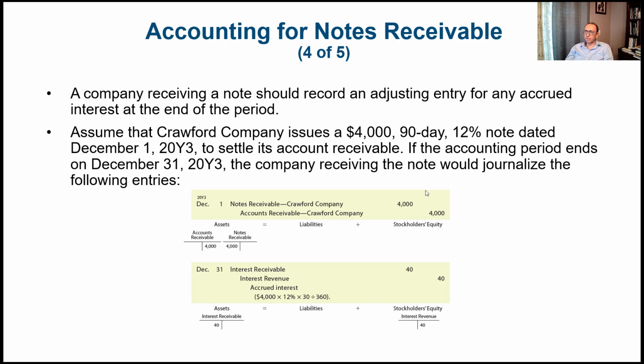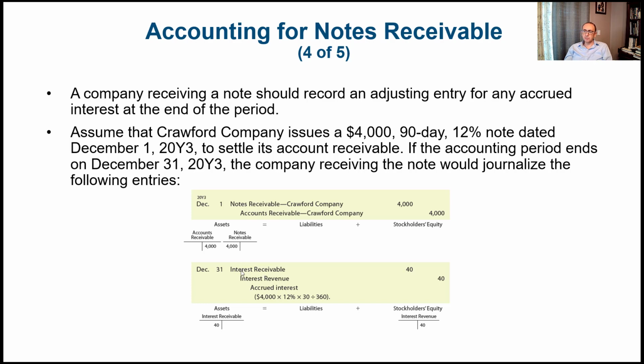So on December 31st, we're going to debit notes receivable, and we credit accounts receivable for 4,000. This is the first thing, when we converted the accounts receivable into notes receivable. On December 31st, we need to recognize the revenue, the interest revenue, for the month of December. So we take the 4,000 multiplied by 12%, multiplied by 30 divided by 360. So we're going to debit interest receivable and credit interest revenue.